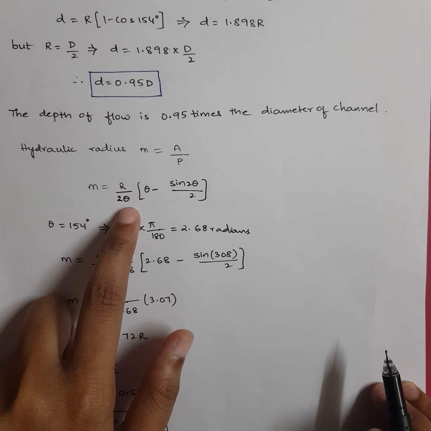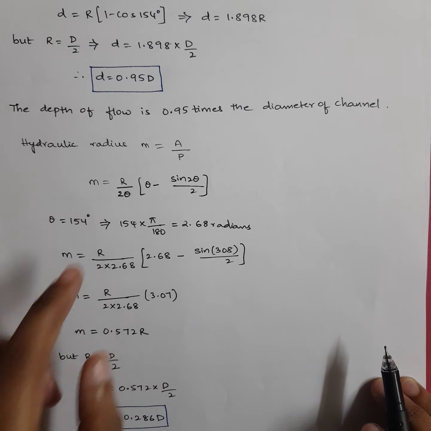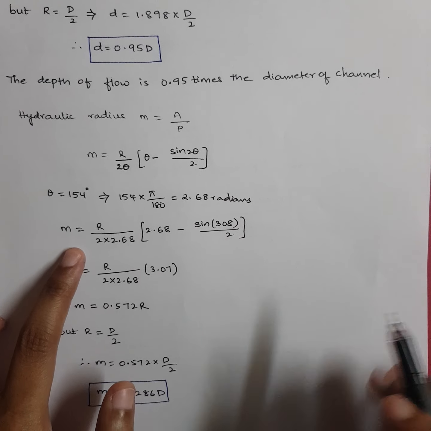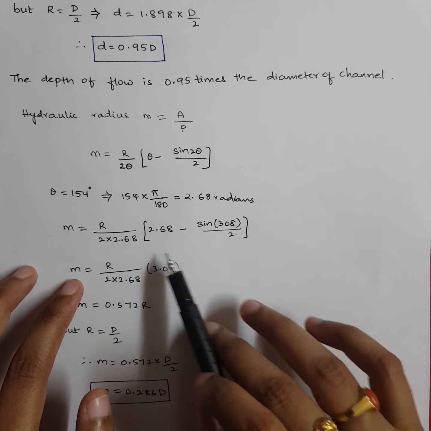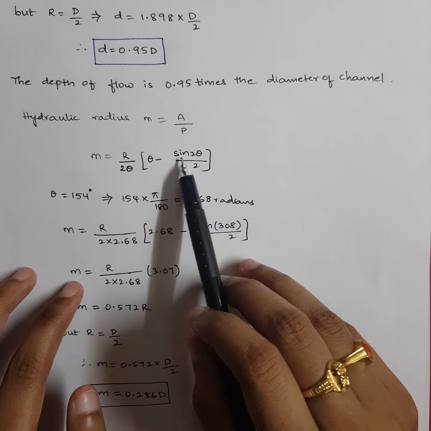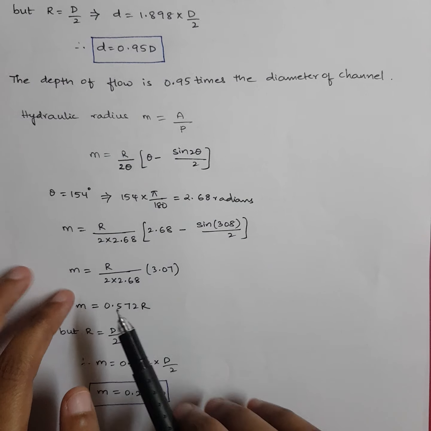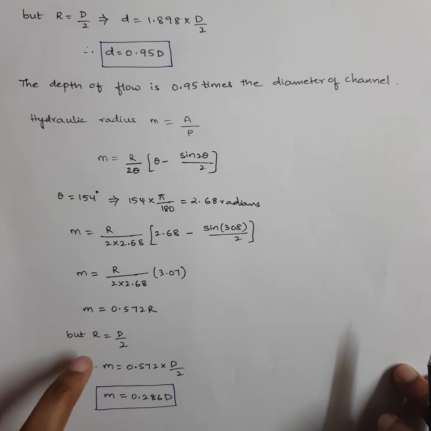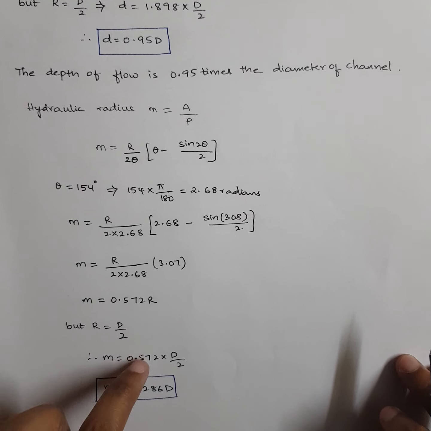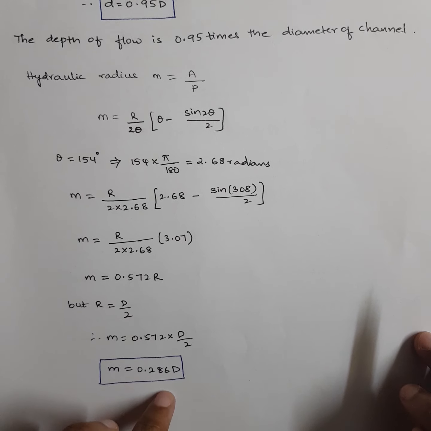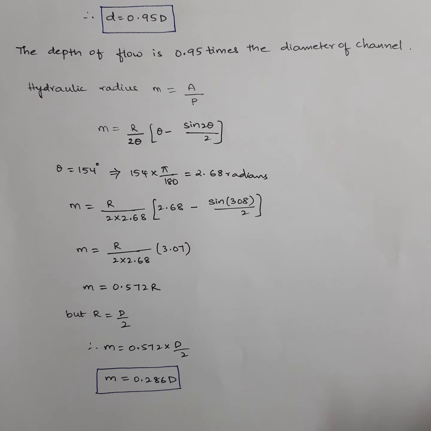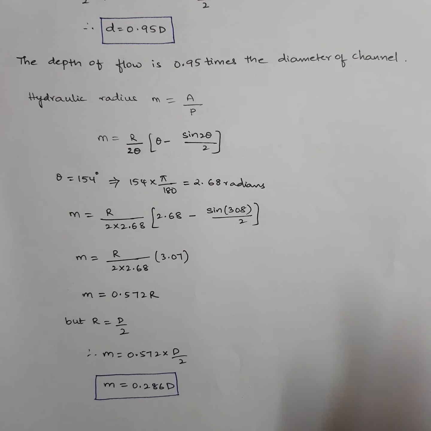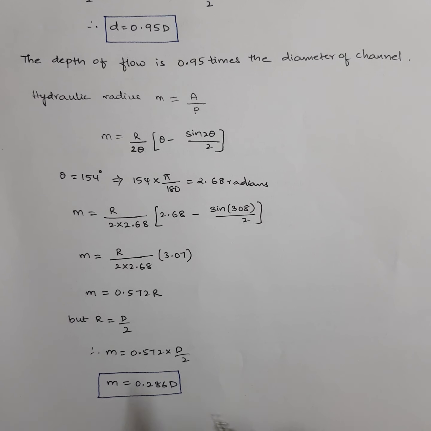I have told you when you are substituting theta alone, you have to convert it into radians. So 154 into pi by 180 came to be 2.68 radians. So m equal to r by 2 into 2.68 into 2.68 minus sin 2 theta, meaning 308 by 2. So just simplify, you will be getting m as 0.572 r, but r is D by 2. So finally m will be 0.572 into D by 2, 0.286 times D, which is almost 0.3, similar to your velocity condition. So hydraulic radius will be 0.286 times D.